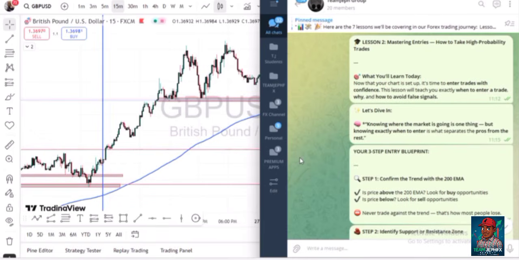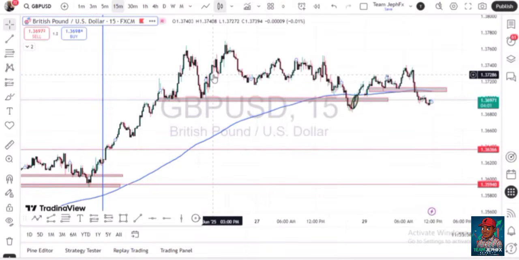And in this lesson 2, as I mentioned already, you are going to be learning how to master your entries. That's how to take high probability trades. You are going to be looking at your chart and knowing exactly when it is the best time for you to enter a trade, how you are going to enter that trade with confidence, and how you are going to avoid false signals.